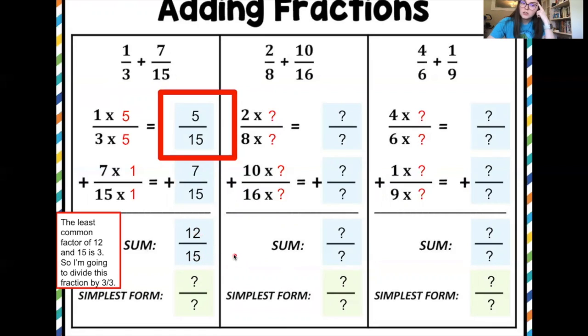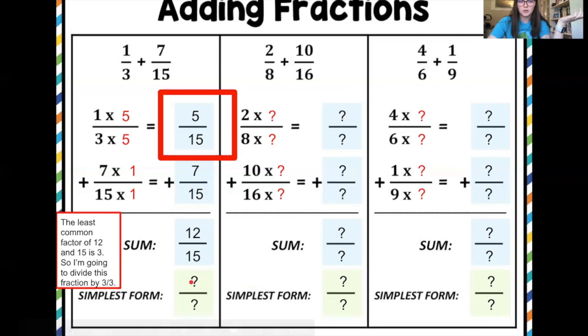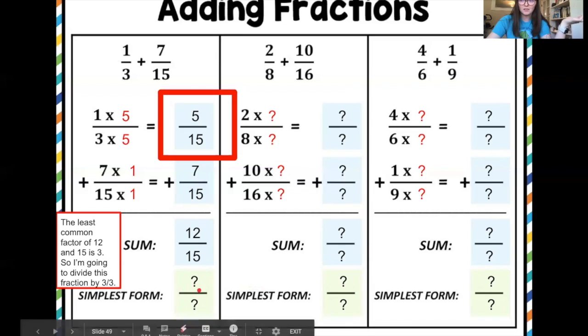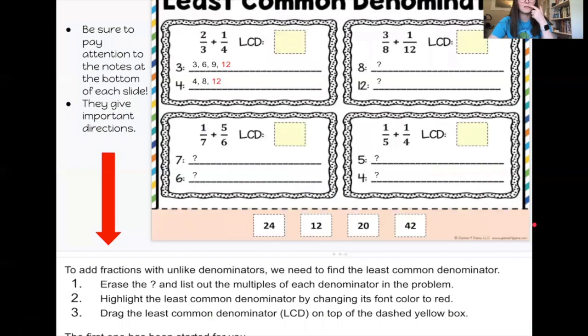So I want you to think in your head, what is 12 divided by 3? That's 4. Okay, so now I know my numerator is going to be 4. And what is 15 divided by 3? 15 divided by 3 is 5. So I'm going to have 4 in my numerator and 5 in my denominator, which gives me 4/5 as my simplest form. Alrighty, 5th graders.